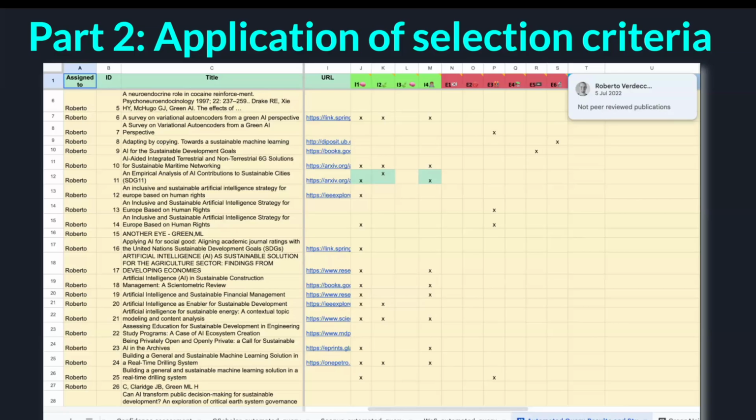And this is basically how you do the selection. Again, not rocket science. We have in the green columns the inclusion criteria, and in red the exclusion criteria. What usually helps me is to use emojis or whatnot, so that at the beginning you just know what it is. What is I1? I guess AI. And what is I2? I guess green. I3 is the sustainability of the AI and not the other way around. And I4 is about software.